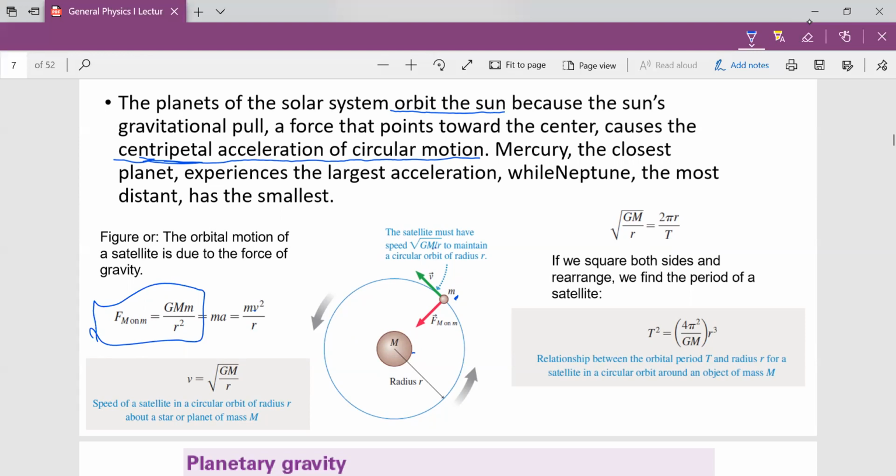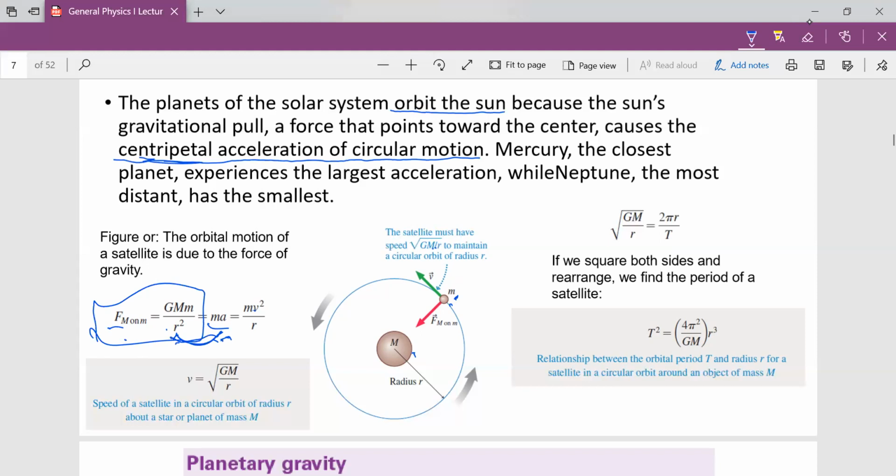So from Newton's law of gravity, the force is proportional to the product of the masses and inversely proportional to the square of the distance between the centers. We know that from Newton's second law, F equals MA. So if F is equal to this and F is equal to this, that means we can equate these two.